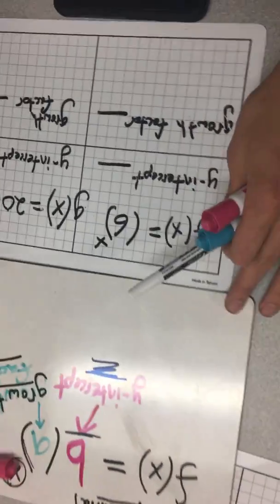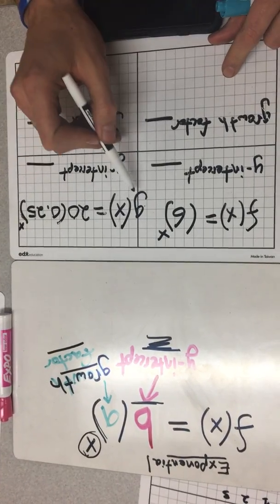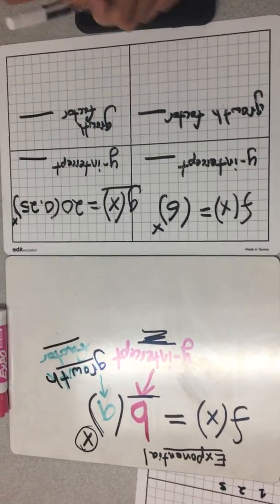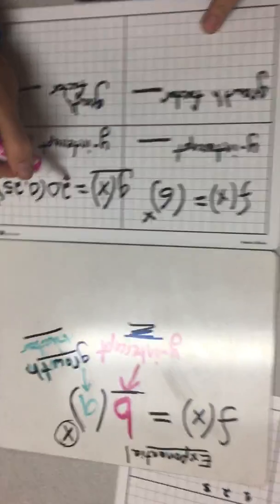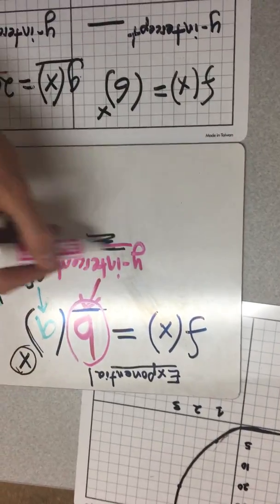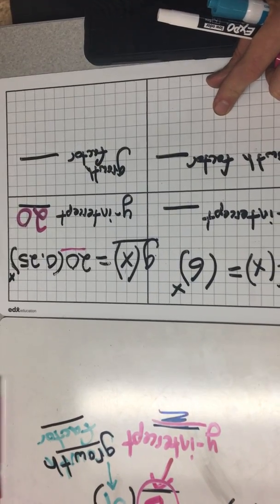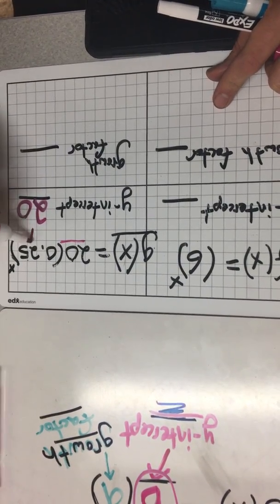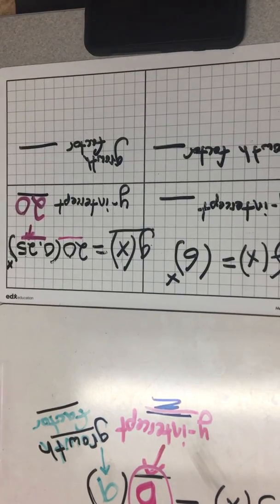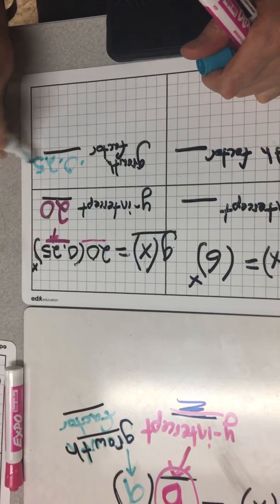So in this objective, you are going to need to identify the y-intercept and the growth factor from an exponential function. First, we're going to start with g of x. Our first number is 20 in front of our parentheses, and the first part of our equation is the y-intercept. So in this equation, our y-intercept is 20. Our growth factor is what is in the parentheses, so here our growth factor is multiplying by 0.25.